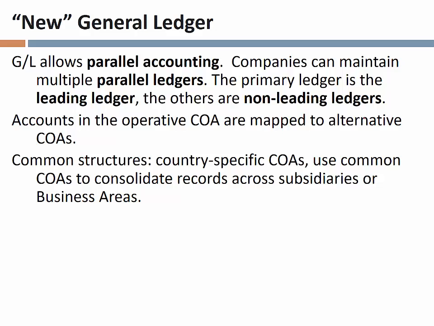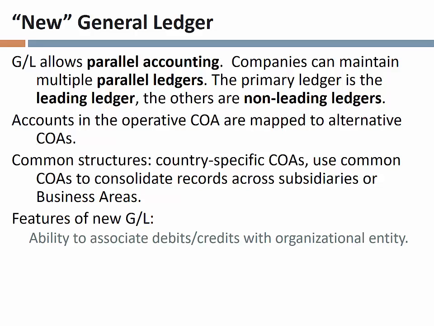There are other things I can do with this. If I want to make the move from GAAP to IFRS, and as a result of that, I want to change my general ledger, this allows me to create a new general ledger, map it to the old one, still have my transactions be captured, and then at some point I can switch them and make my new general ledger the leading ledger and make the other one a non-leading ledger.